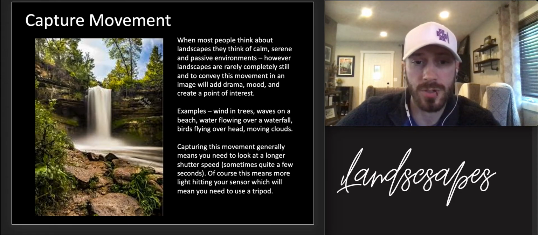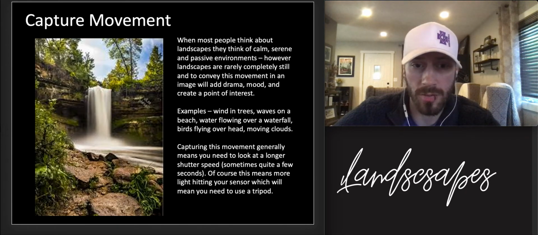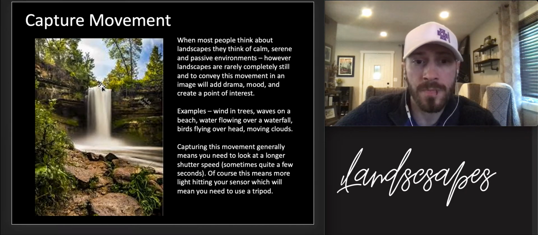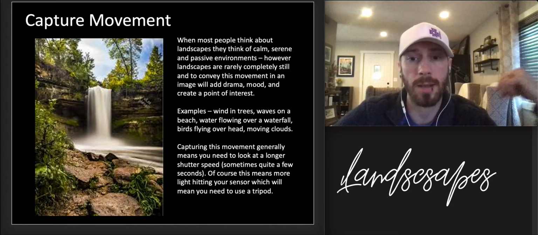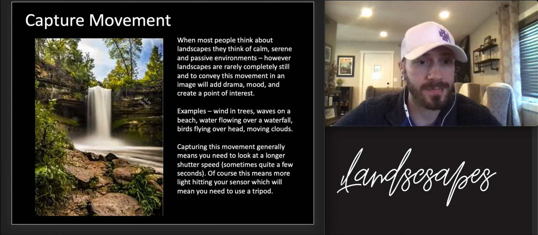So you can see wind in trees if trees are moving a little bit, waves on a beach, water flowing over the waterfall. This is Minnehaha Falls. It looks very cloudy and foggy because the water is constantly moving, so you can capture movement within the water there too.